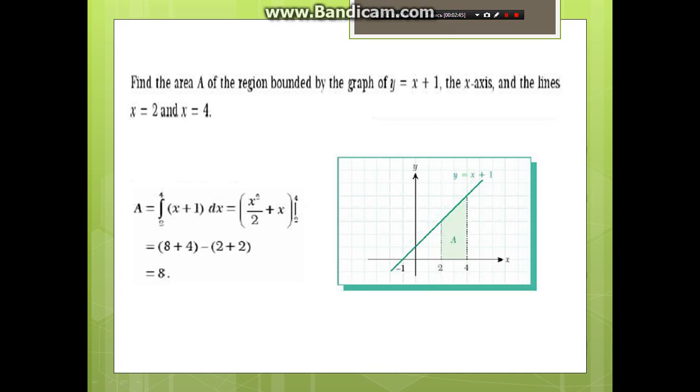For example, find the area A of the region bounded by the graph y is x plus 1, the x-axis, and the lines x is 2, x is 4. You see the solution of the definite integral. Answer A is 8.